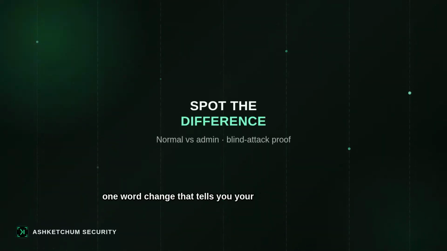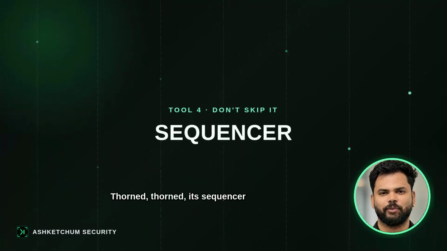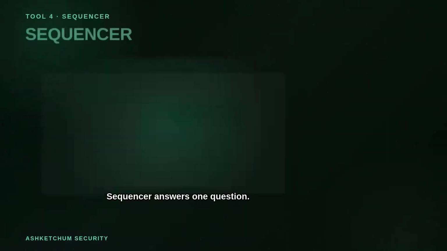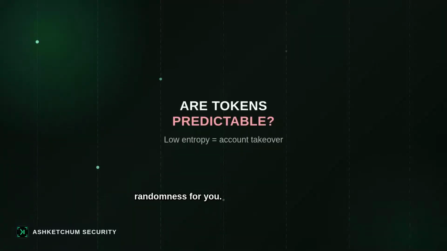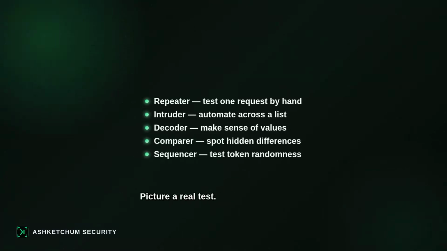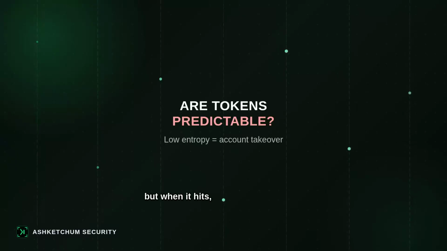The last tool is the most specialized and the one beginners skip. Don't. It's Sequencer. Sequencer answers one question. Are these tokens actually random? Think about a session cookie, a password reset token, or a CSRF token. If an attacker can predict the next one, they can hijack accounts. Sequencer takes a few thousand of these tokens and runs statistical tests on them to measure how much real randomness, called entropy, they contain. You point it at a request that issues a token, tell it to capture a couple thousand, and it grades the randomness for you. If the result comes back as low entropy, you may have found a serious bug: predictable tokens. It's a niche tool, but when it hits, it hits hard.